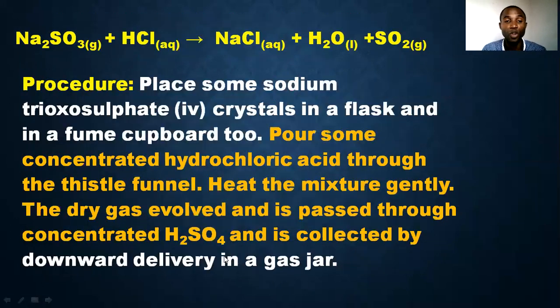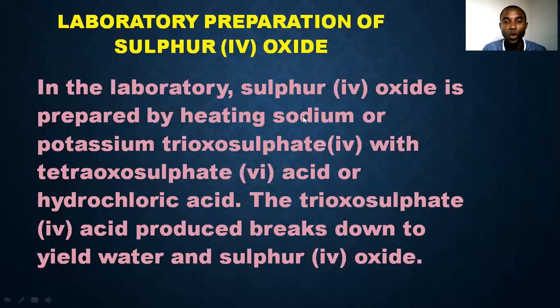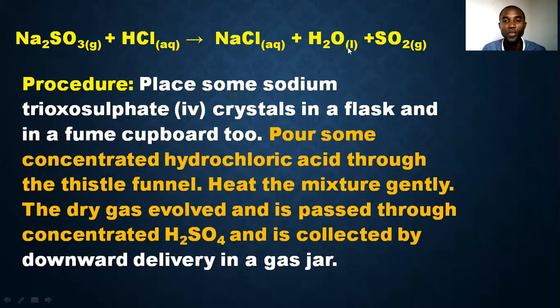That is how it's done: sodium trioxosulfate 4 is reacted with hydrochloric acid. We said heating it. When we heat it with hydrochloric acid, the sulfur 4 oxide will be produced. This is our point of consideration, how we produce it in the lab, and it's a gas. It's the gas that will be evolved.